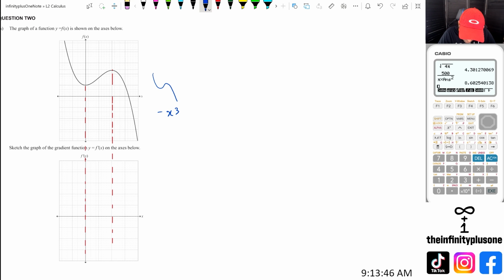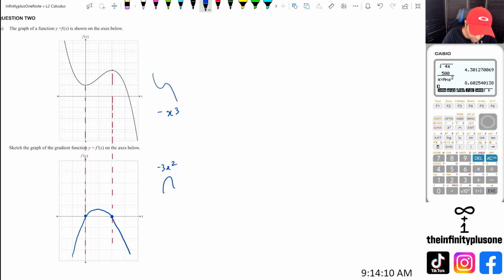When I differentiate it, I'm going to get negative 3x squared, which means I should get a parabola that's going to be upside down. But it has to go through these 2 points, because those 2 points are where the gradient is equal to 0. So as long as this shape goes through this point and this point, you're pretty much good to go.